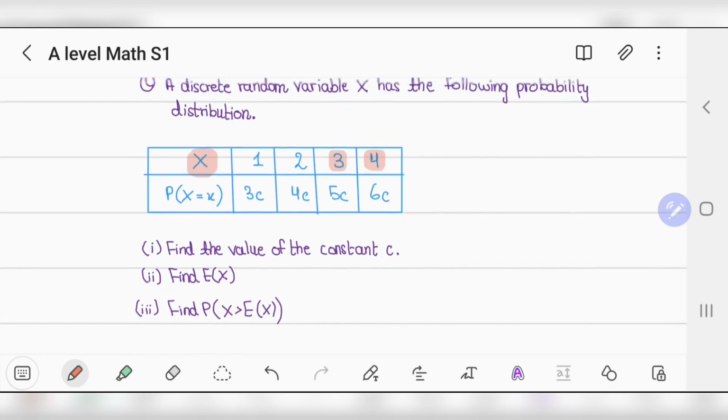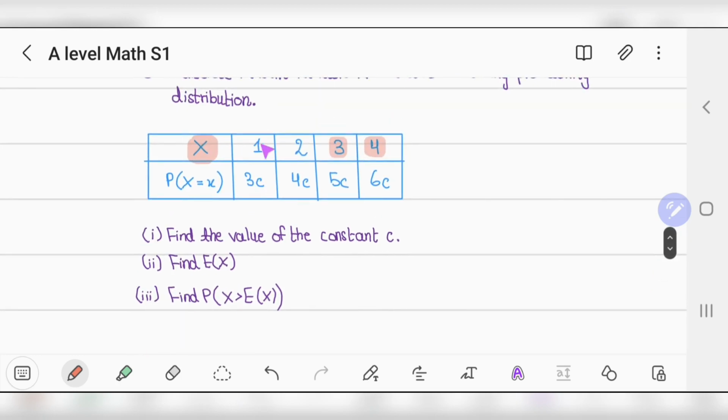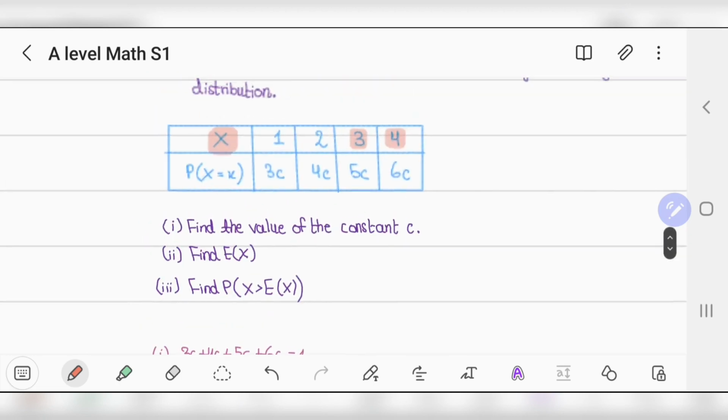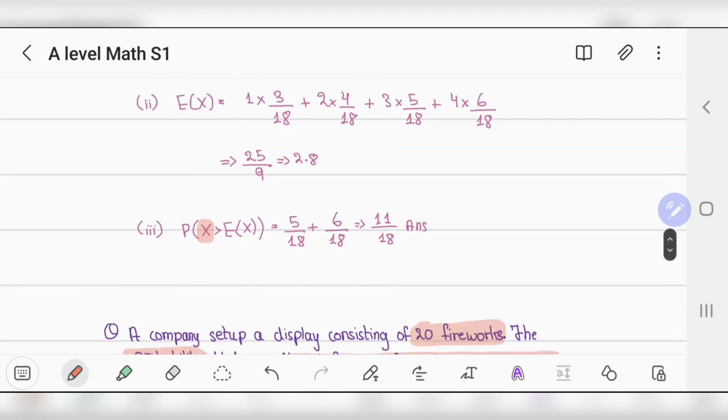So same thing here. After putting the value of c, we are just going to multiply plus multiply plus multiply plus, and then it says find the probability that x is greater than the mean. X means this, so we need to find the probability of this and the probability of this. Since these are probabilities, we're going to just add them. They must be greater than the mean. So this is the mean 2.8, and 3 and 4 are greater than 2.8, so we're going to add these probabilities, and this would be the answer.